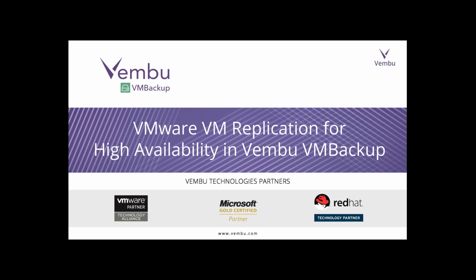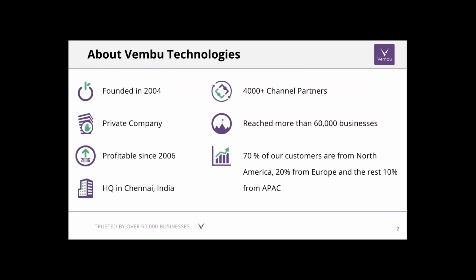So to start with, let's have a quick intro about the company profile. Vembu Technologies is a private company founded in the year 2004, and we have been profitable since 2006. We are headquartered in Chennai, India. We have 4,000 plus channel partners, and we have reached more than 60,000 businesses so far. 70% of our customers are from North America, 20% from Europe, and the rest 10% from the Asia Pacific region.